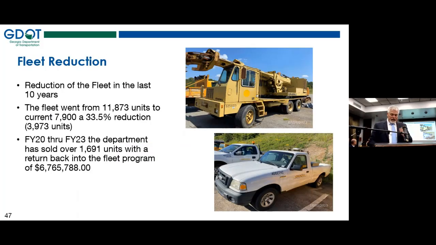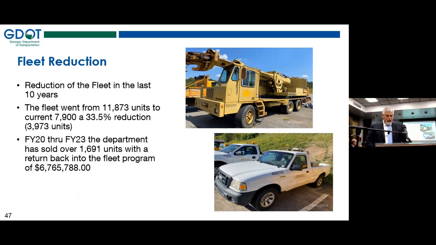Our fleet reduction in the last 10 years: we went from 11,873 units to just under 7,900. That's about a 33.5% reduction, 3,900 units. In FY21 and 23, the department has sold over 1,691 pieces of equipment, from an off-road piece of equipment to a vehicle, returning back to our fleet.